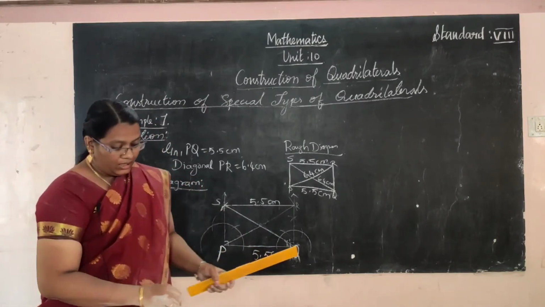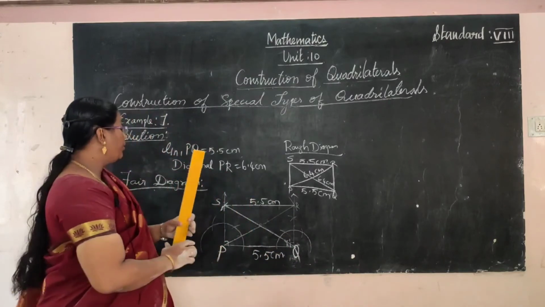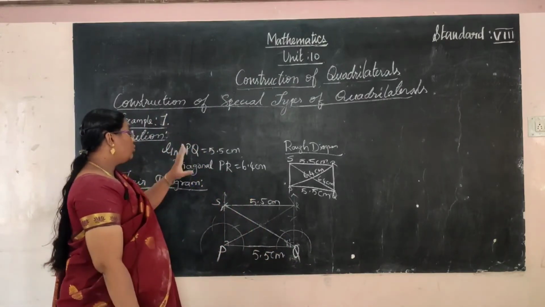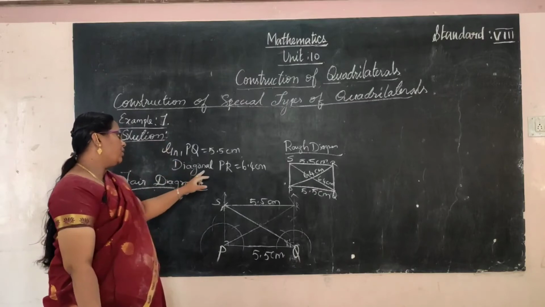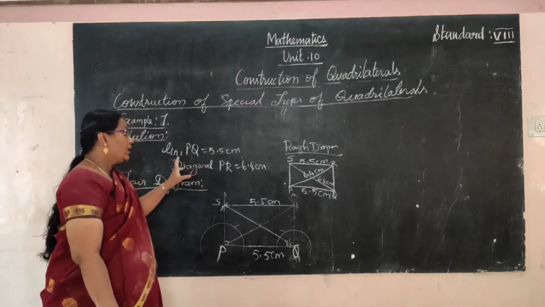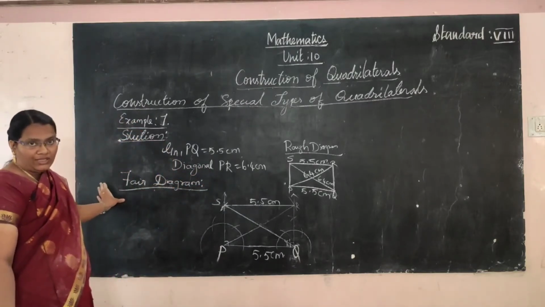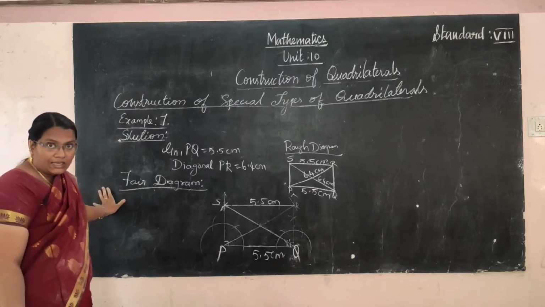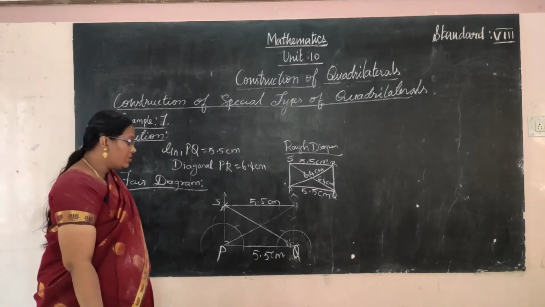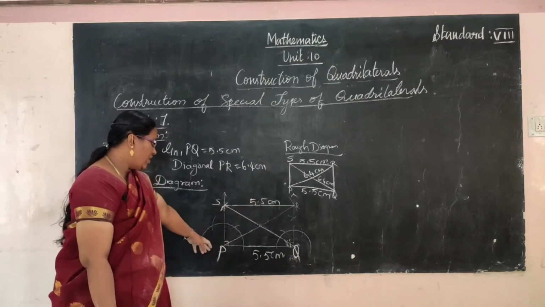Now we get the rectangle. How can you draw the rectangle? Here two values are given. One is the base and another one is the diagonals. So we know the property of rectangle: the diagonals are equal and opposite sides are equal. So first we have to draw the base value PQ.